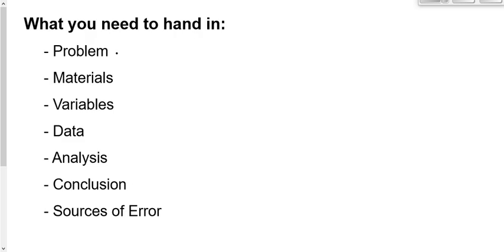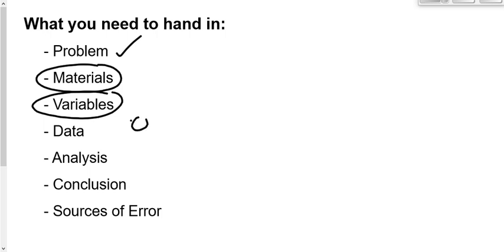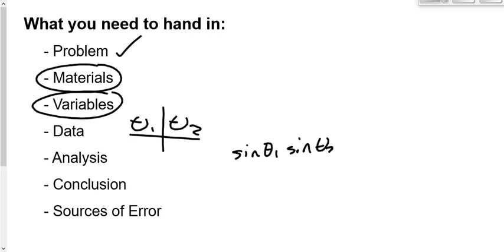So what do you got to hand in for this? Well, your problem, which I already gave you, your materials, which are pretty straightforward for this, your variables, which hopefully through the procedure became very straightforward, your data, remember your data is theta 1 and theta 2, your analysis is sine theta 1 and sine theta 2, and then of course your graph, your conclusion, and then your sources of error.